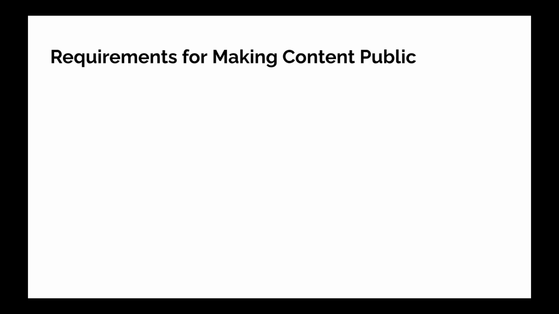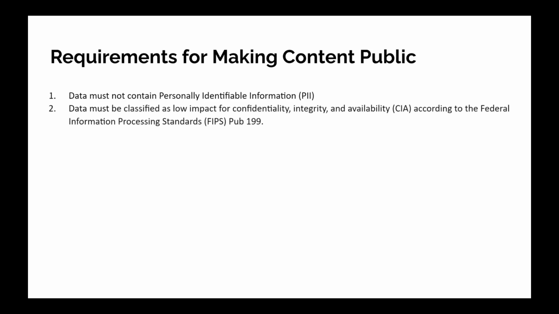Now this is information pulled straight from the requirements document, but I definitely encourage anybody, before they make a story map, to review that documentation. It's really, really important, and it will save you time in the review process as well. So first and foremost, data cannot contain any personally identifiable information. It has to be classified as low impact for confidentiality, integrity, and availability.